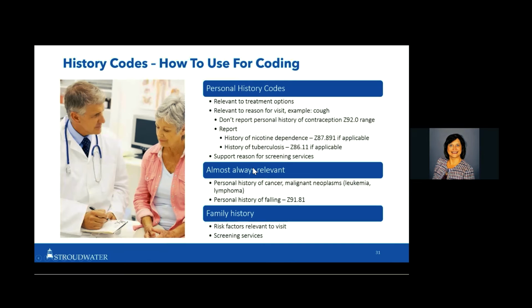And then what you will also want to report is support for the reason for the screening service. So you want to make sure that it's relevant for the visit and it supports the service. Information that is almost always relevant is a personal history of cancer, malignant neoplasms like leukemia or lymphoma. So patients come in with cough, and you want to make sure that you're including this information. And then also a personal history of falling. And then also family history, risk factors that are relevant to the visit, and any screening services.